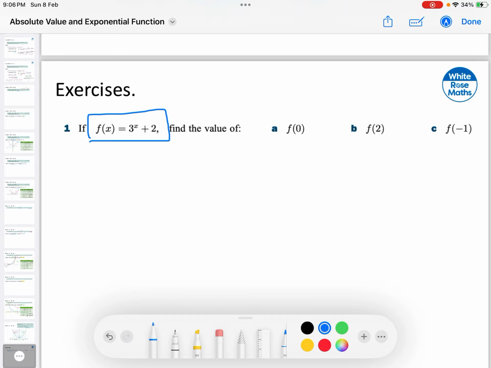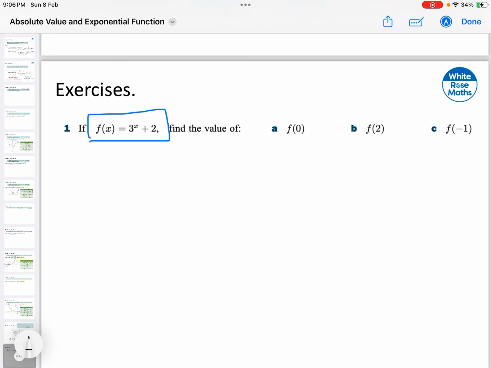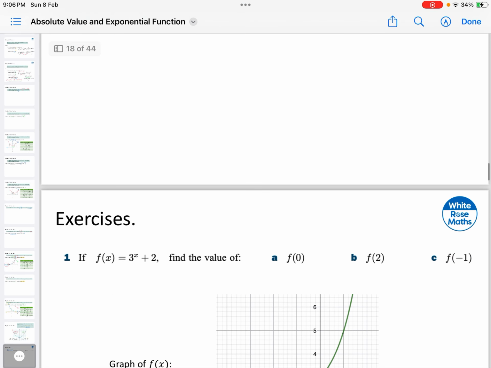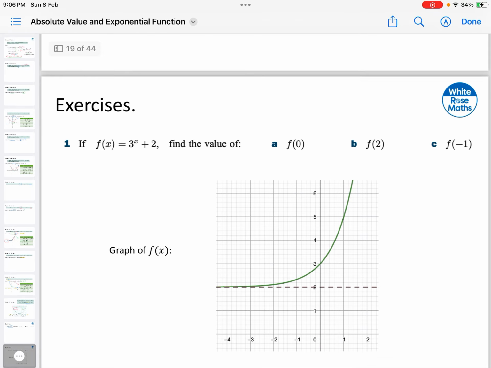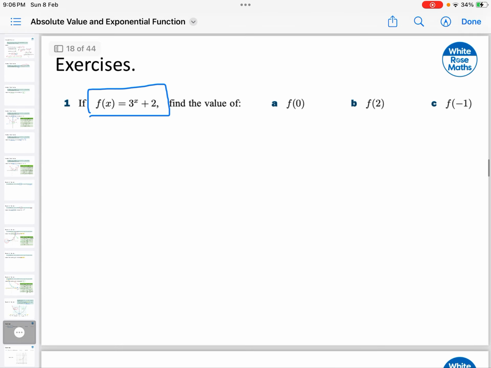Let's focus on this: f(x) equals 3 to the power x, plus 2. They're asking us to find the values of those three expressions over there: f(0), f(2), and f(-1). In a few seconds, I'm going to show you the graph itself. So take a look at how the graph will be available.